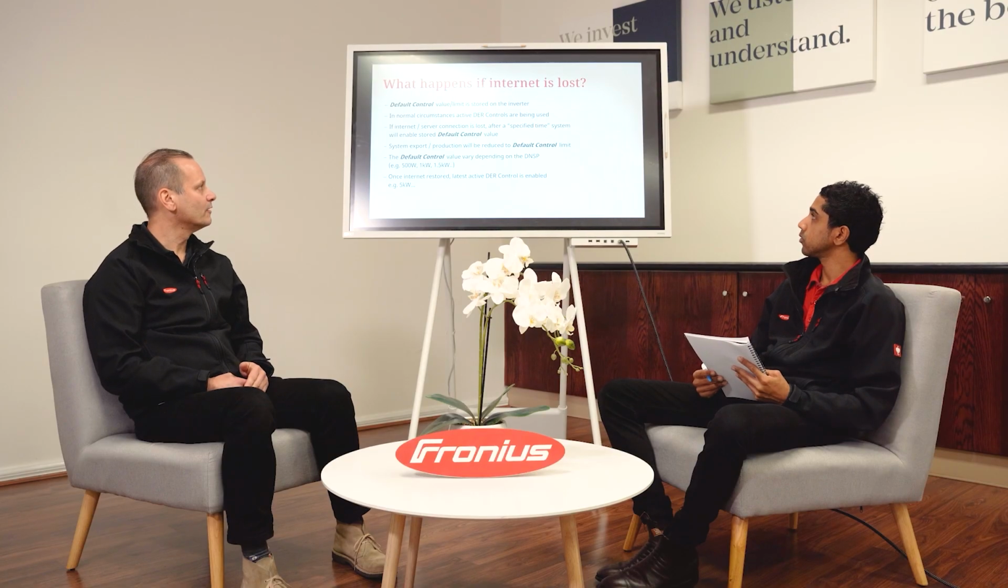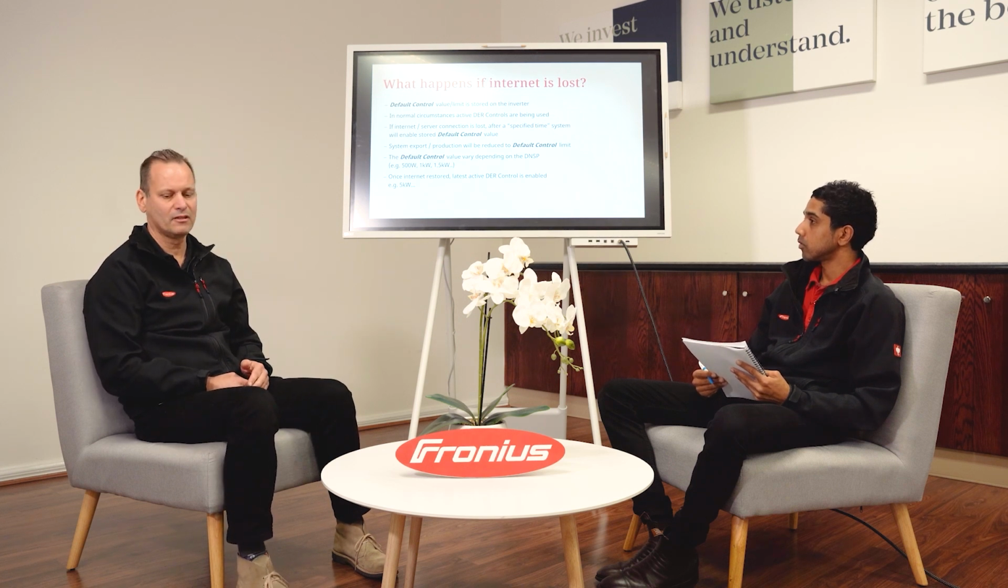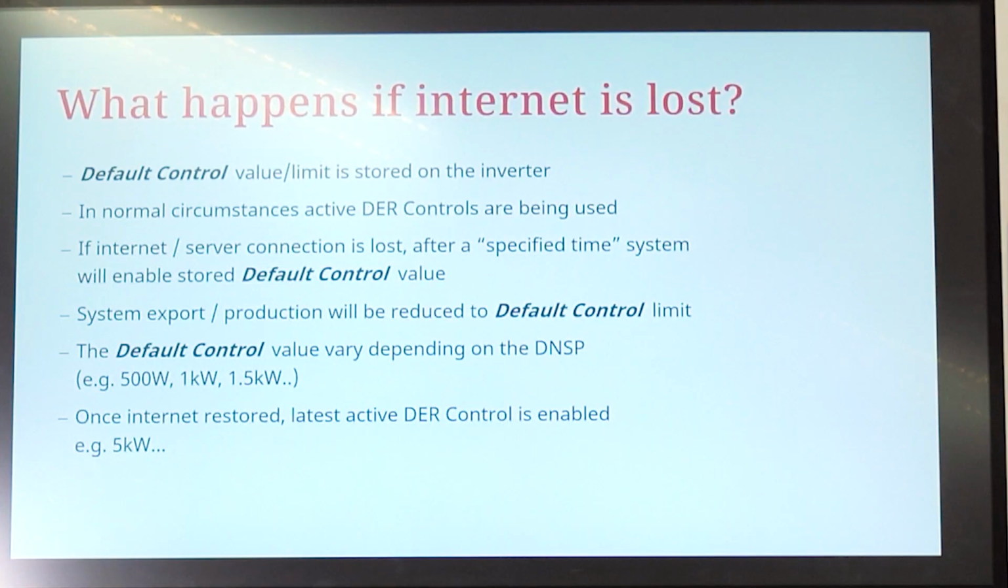Okay, so often a question that gets asked is, this is all internet connected, and we know how fun internet connectivity can be sometimes. So what happens if the internet is lost? Within the protocol, there's a thing called default control, or default DER control, and that's basically a fallback limit if the active control that's being used for the inverter at that particular time is lost or expires because it's gone offline.